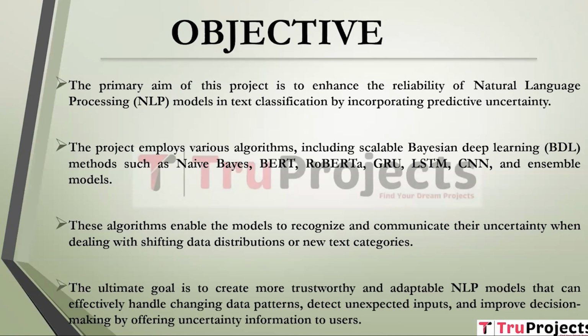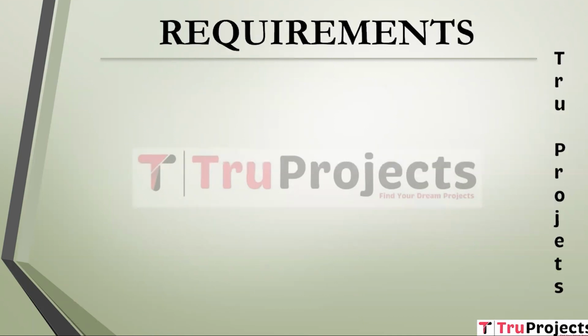The ultimate goal of this project is to develop a text classification model that offers trustworthy and well-calibrated predictions with accurate estimates of uncertainty. Requirements for the project are hardware and software.